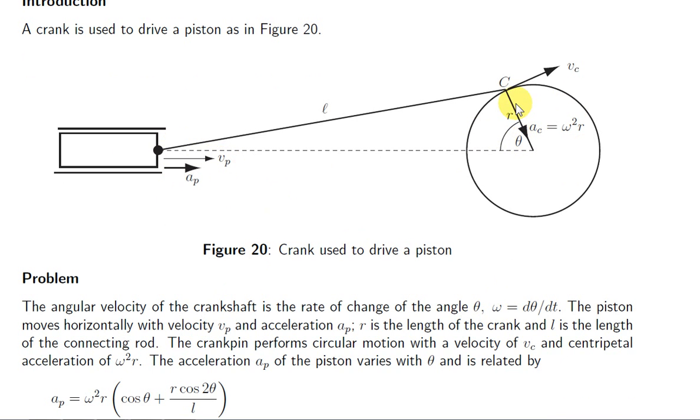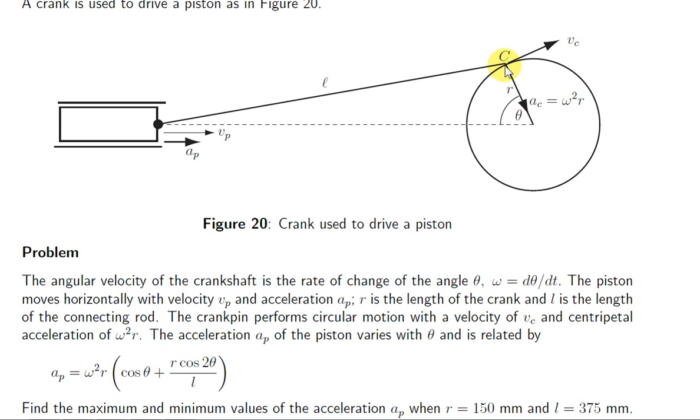R is the length of the crank and L is the length of the connecting rod. The crank pin performs circular motion with a velocity of vc and centripetal acceleration omega squared r. The acceleration ap of the piston varies with theta and is related by ap equals omega squared r into cos theta plus r cos 2 theta over L.